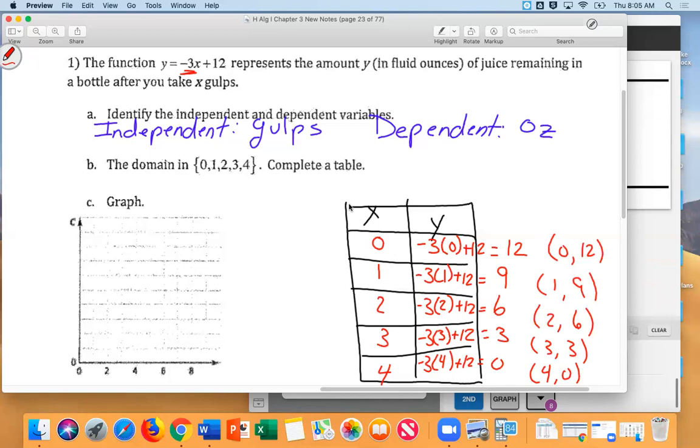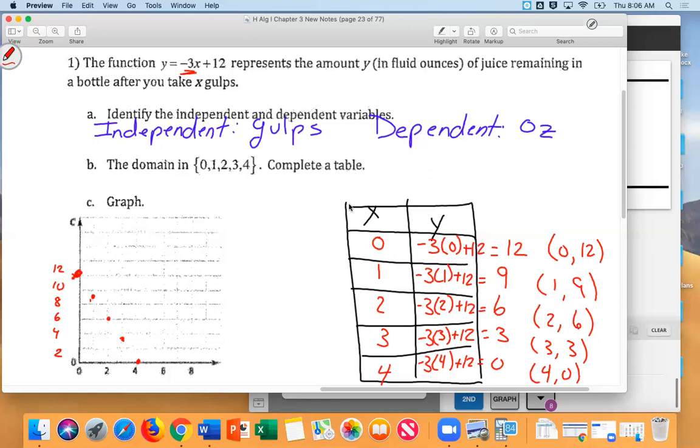What I'm going to do is come over to my coordinate plane and plot them. (0, 12). So let's see where that's going to be: 1, 2, 3, 4, 5, 6, 7, 8, 9, 10. Notice I don't have 12. So what should I count by? 2s. Sounds great. So it's going to be 2, 4, 6, 8, 10, 12. So (0, 12), right there. (1, 9). (2, 6). (3, 3). (4, 0).